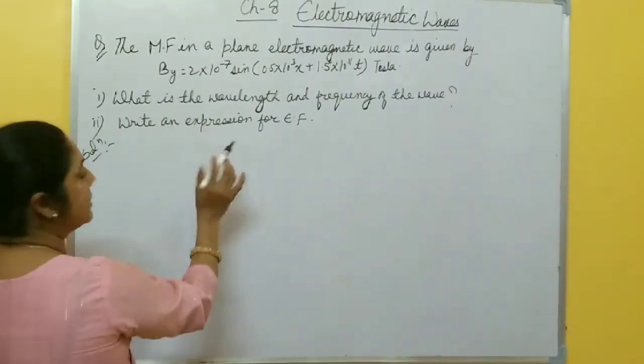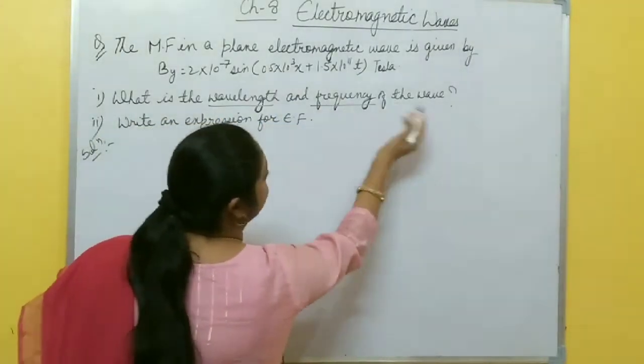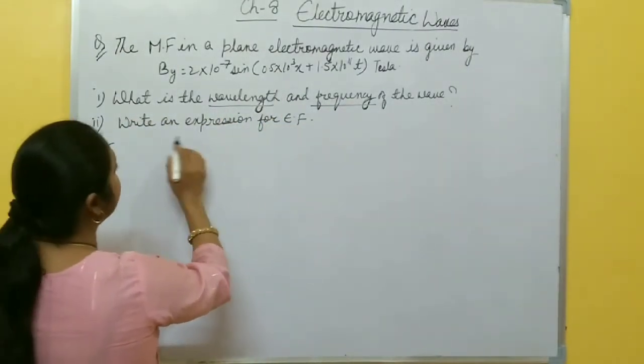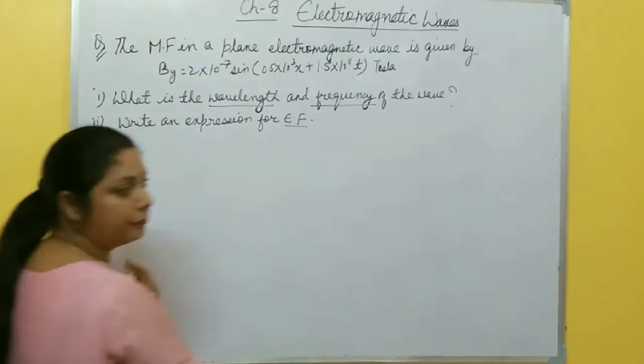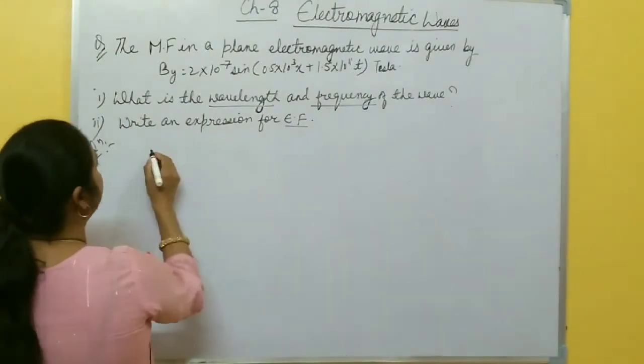It means By is given. Now you have to find the wavelength and frequency of the wave, and another one, write an expression for the electric field. These two things you have to find. So first, By is given.